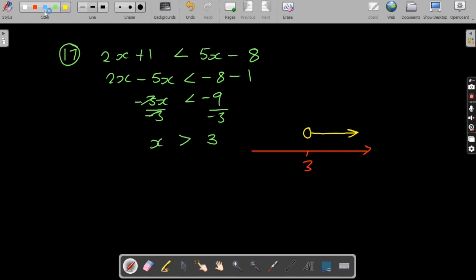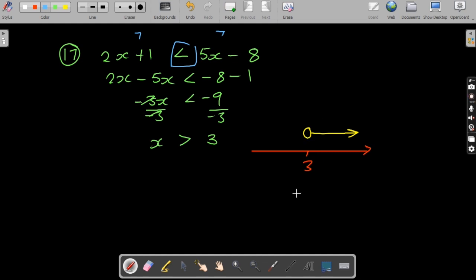So if we substitute 3 in here, then we have 6 plus 1, which is 7. If we substitute 3 in here, we have 15 minus 8, which is 7. And the inequality does not hold because it has less than. So it basically says the left-hand side is less than the right-hand side. So 7 is not less than 7. It's exactly the same thing. And that is why 3 is not part of the solution.